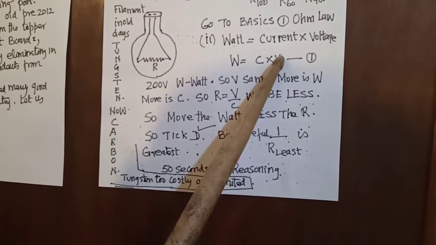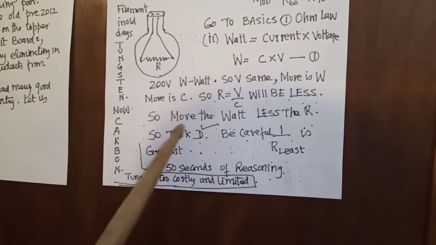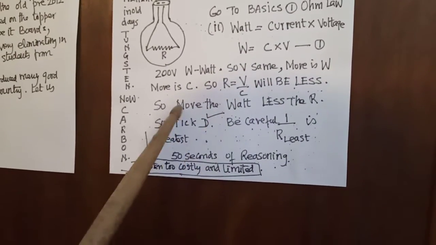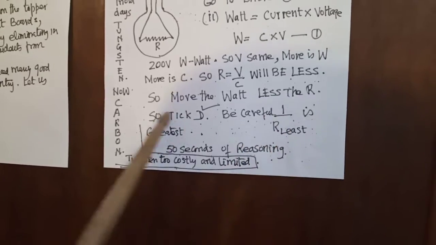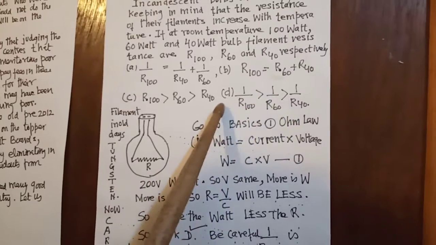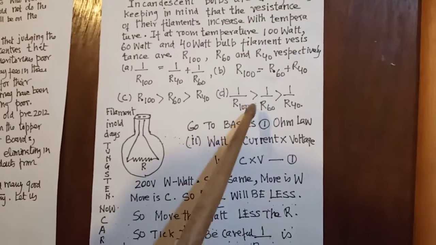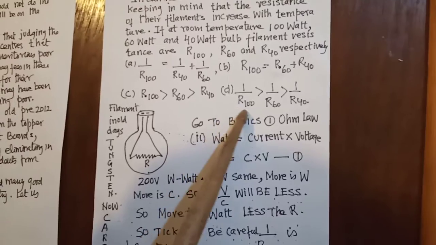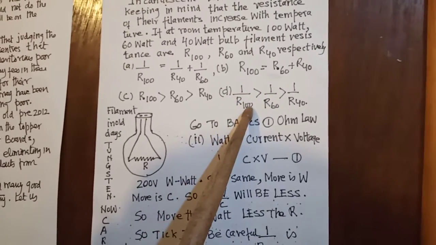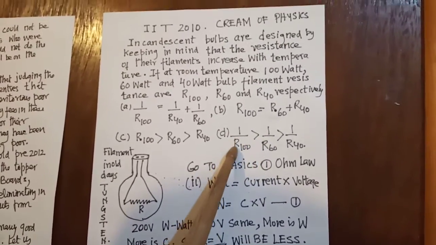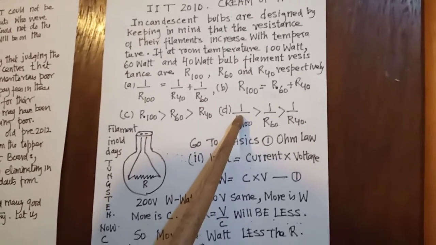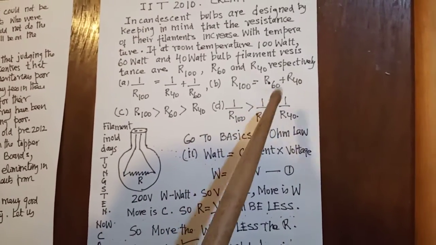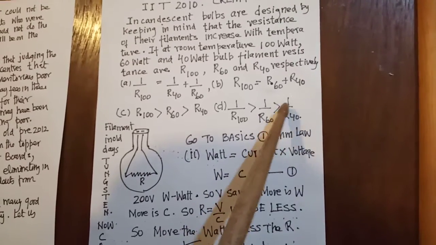Why? V is the same, which means more the watt, less the R. You got the point? More the wattage, less the R. So you have to take only one of these. The correct one will be D. R100 is the least, so 1 by R100, because this is in the denominator, is the greatest. Subsequently, it is greater than 1 by R60 and 1 by R40.